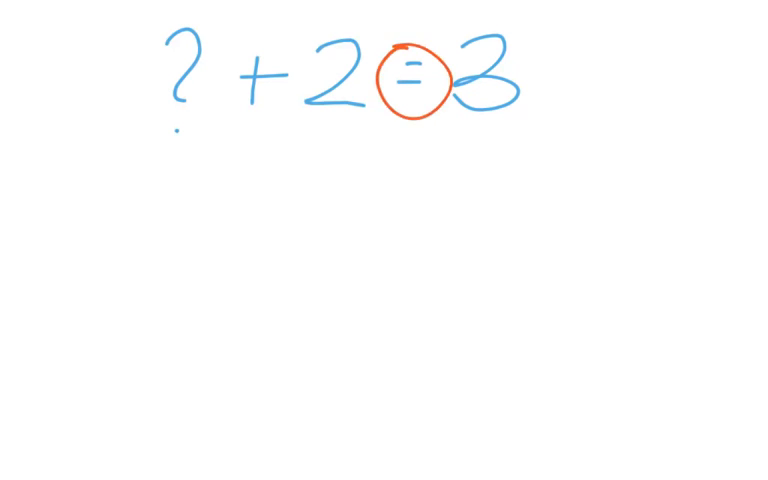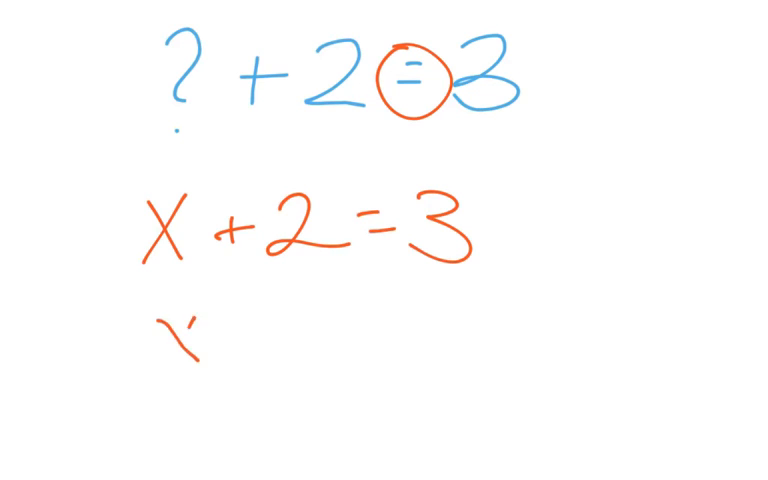This is an equation, because equations have equal signs, and I would write it in algebraic form. I would choose a variable instead of a question mark, and I would write it like that. Something plus 2 equals 3. Well, we can figure out pretty quickly that x has to equal 1. That one has only one solution for a variable.